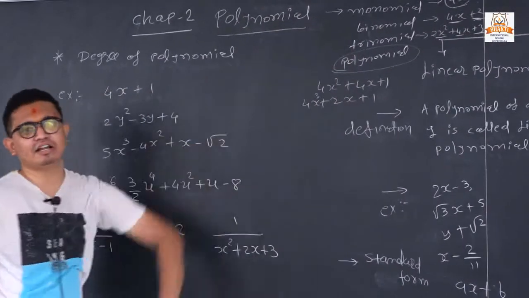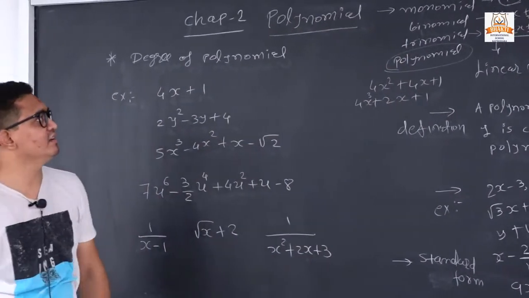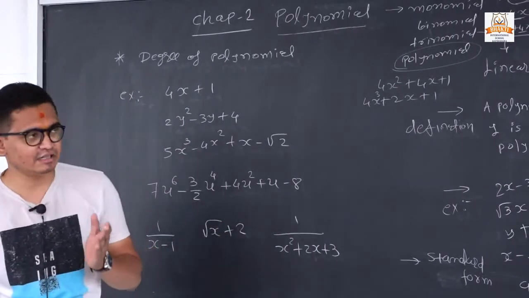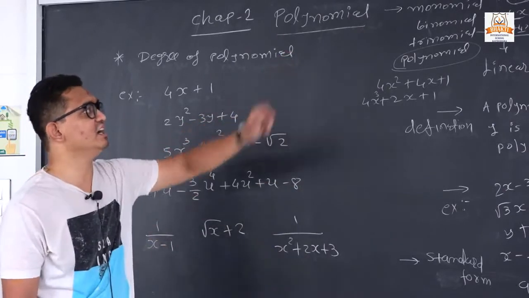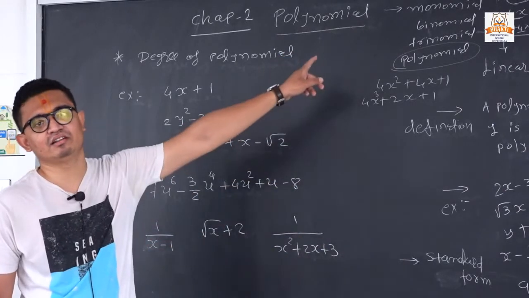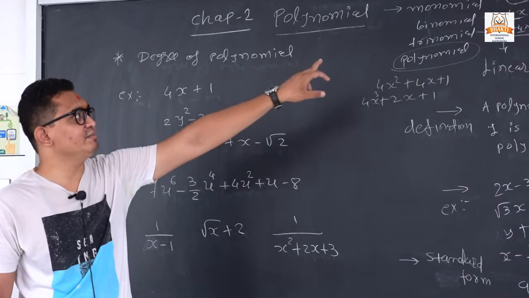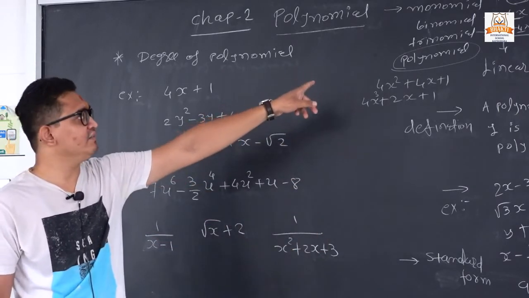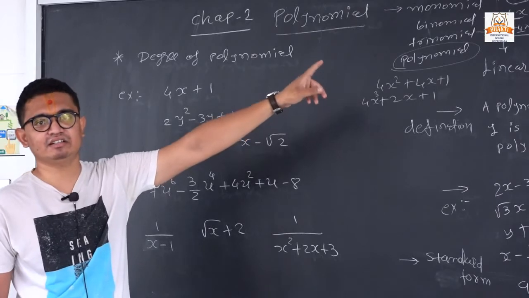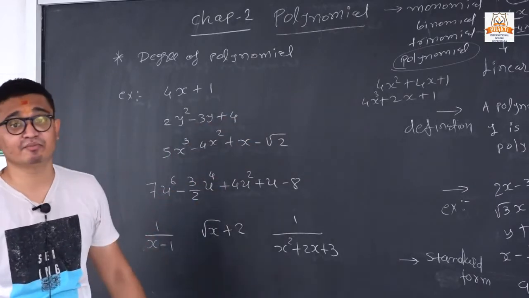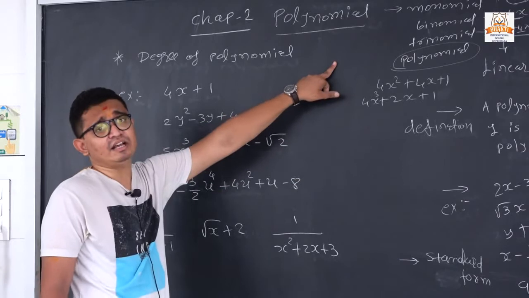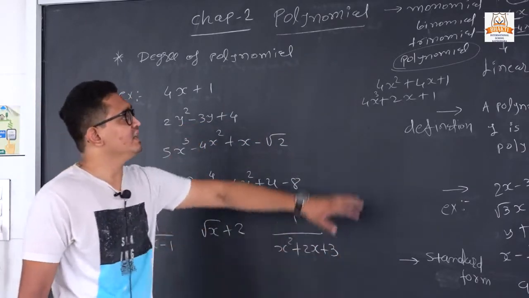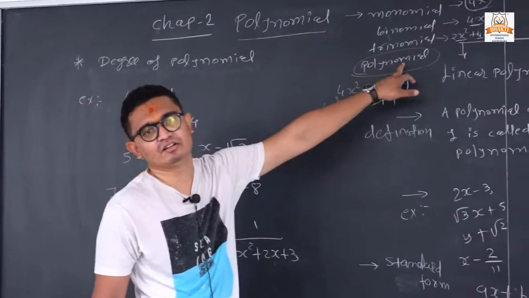In a monomial, what happens? We are already familiar. Now you can say its definition is what? If any algebraic expression has only one single term, it is called a monomial. If any algebraic expression has two terms, it is called a binomial. If it has exactly three terms, it is called a trinomial. And if it has more than two terms, it is called a polynomial.